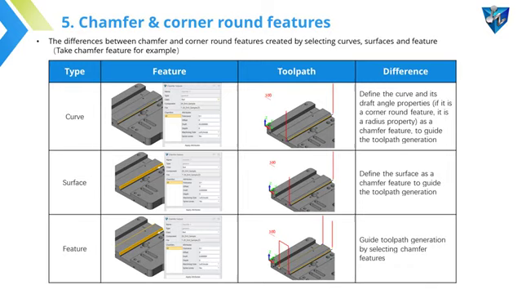Okay, now let's take a look at this table to see the differences between chamfer and turnaround features created by selecting curves, surface, and feature. I will use the chamfer feature as an example. Curve means that you can define the curve and its draft angle property as a chamfer feature to guide the tool path generation. Surface is to define the surface as a chamfer feature to guide the tool path generation. And feature will guide tool path generation by selecting chamfer features.